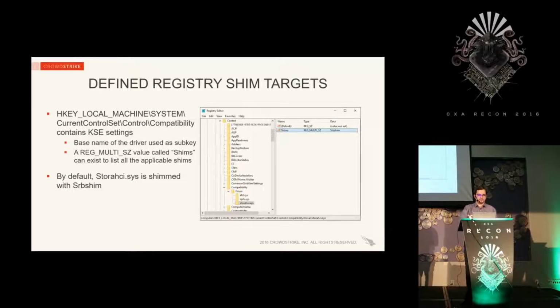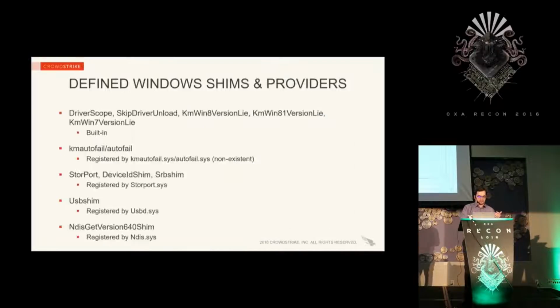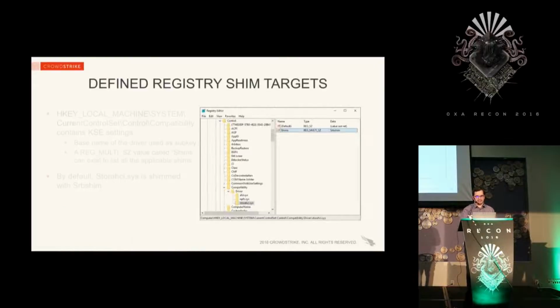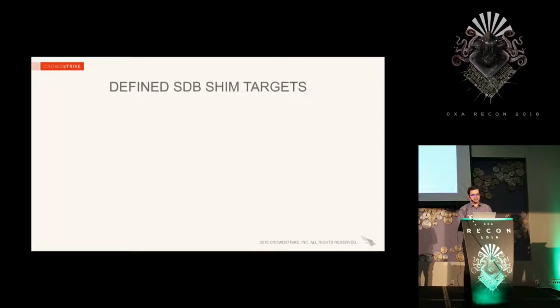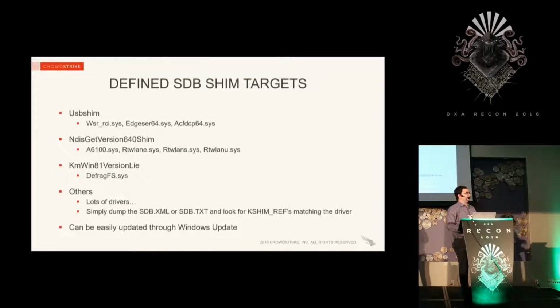So basically, whenever you load store.ahci.sys, it's going to be shimmed by SRB shim, which on the previous slide we saw is registered by storeport. So storeport.sys will be shimming store.ahci.sys. But that's only in the registry, because remember, the SDB can itself have other shim information.